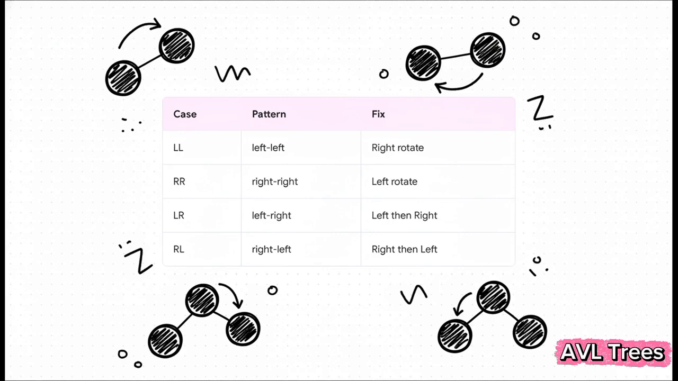This here is your cheat sheet. For a left-left case, you do a right rotation. For a right-right case, you do a left rotation. For the left-right zigzag, you do a left, then a right rotation. And for the right-left zigzag, you do a right, then a left rotation. That's it. This covers every possible imbalance.